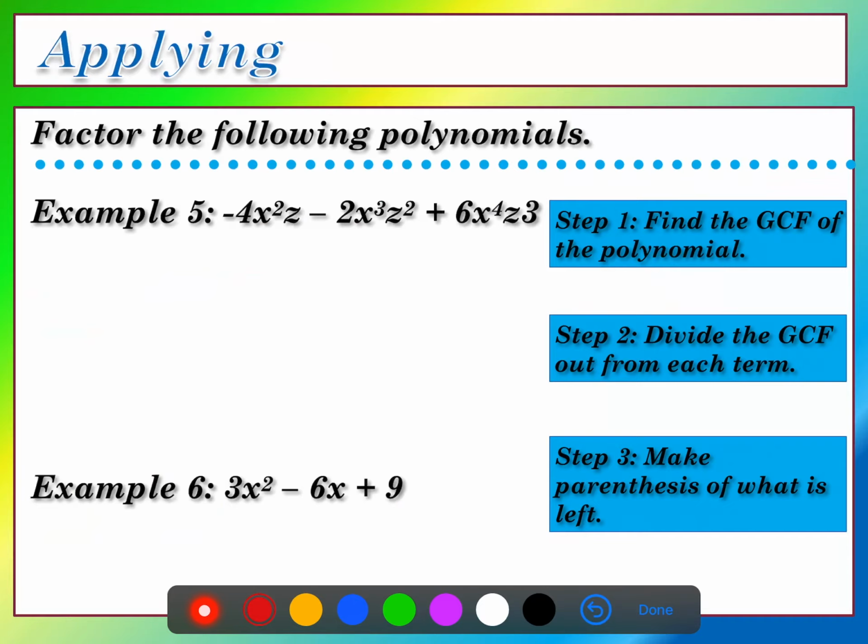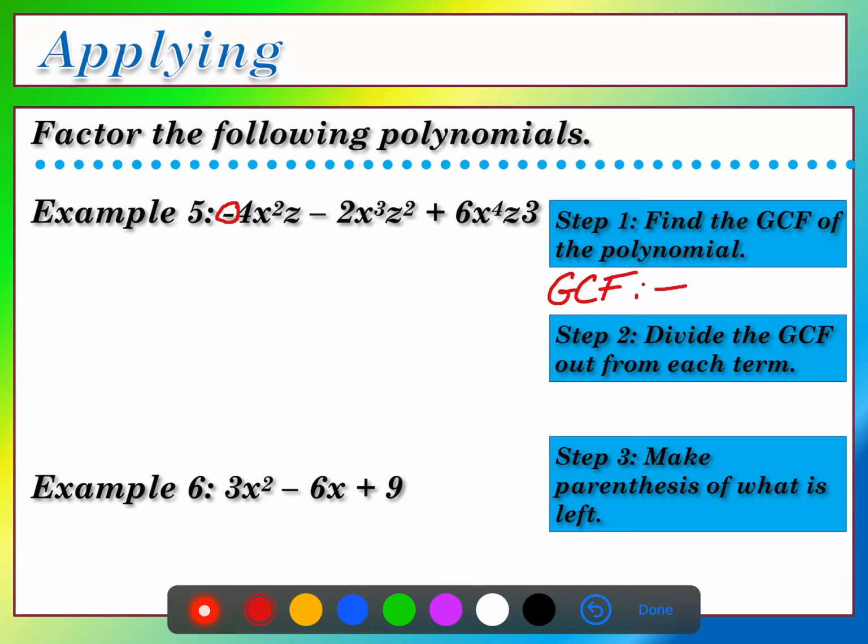Okay, so we're going to make it a little bit more difficult now. I notice that my first term is a negative, okay? And whenever we're factoring, we never want to lead with a negative. So when I take out my GCF, I want to take that negative with it, so that the first term inside my parentheses ends up being a positive number. Okay, so I just want to keep that in mind.